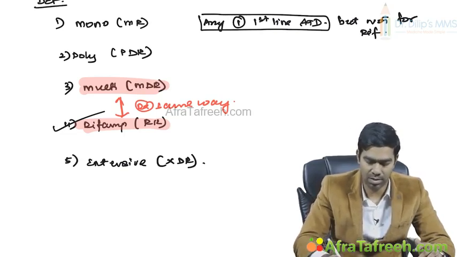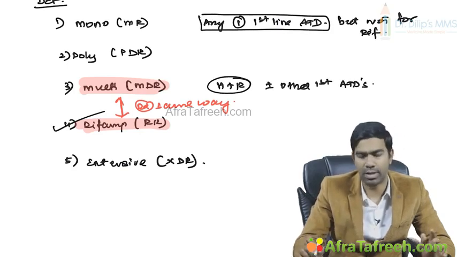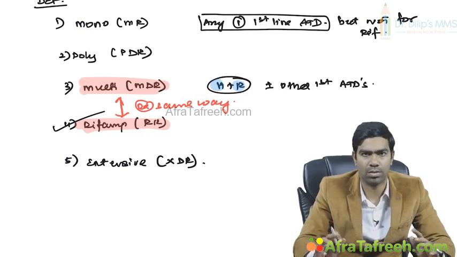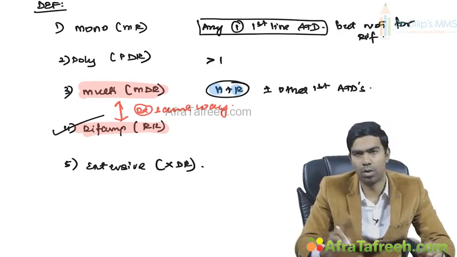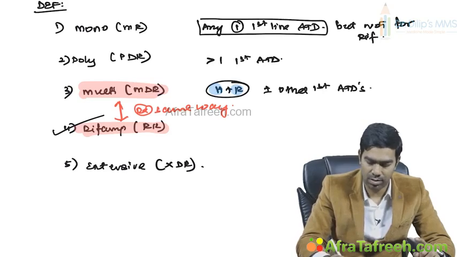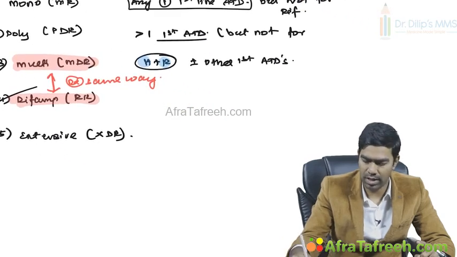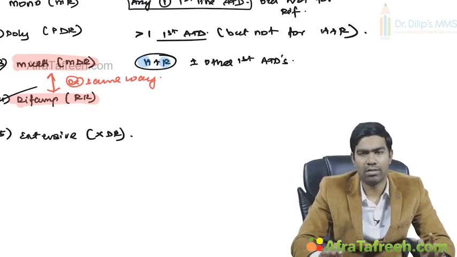Multi-drug resistant definition means you have resistance to H and R, plus or minus other first line drugs, doesn't matter. But if you have H and R resistance together, that is the definition for multi-drug resistant tuberculosis. Clear? What is polydrug resistant tuberculosis? Polydrug means resistance to more than one first line antitubercular drug, but definitely not for H and R together. You should not have resistance to H and R together. Clear?